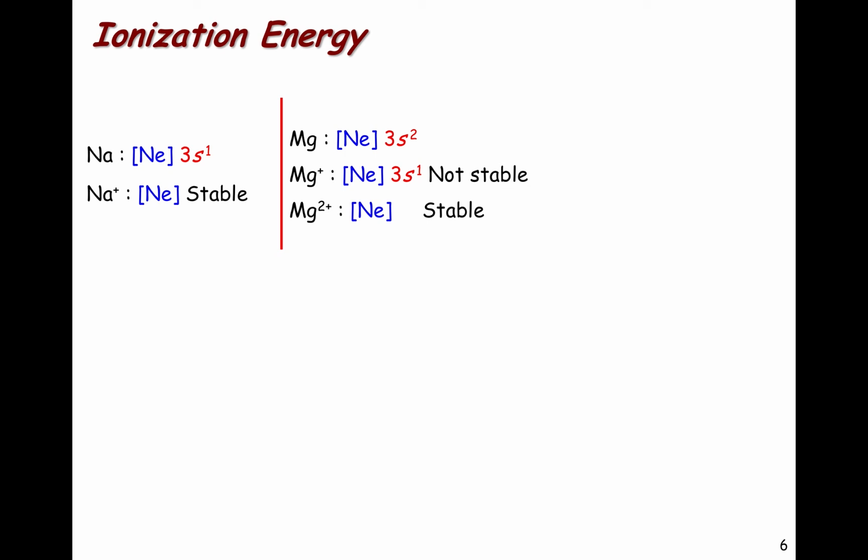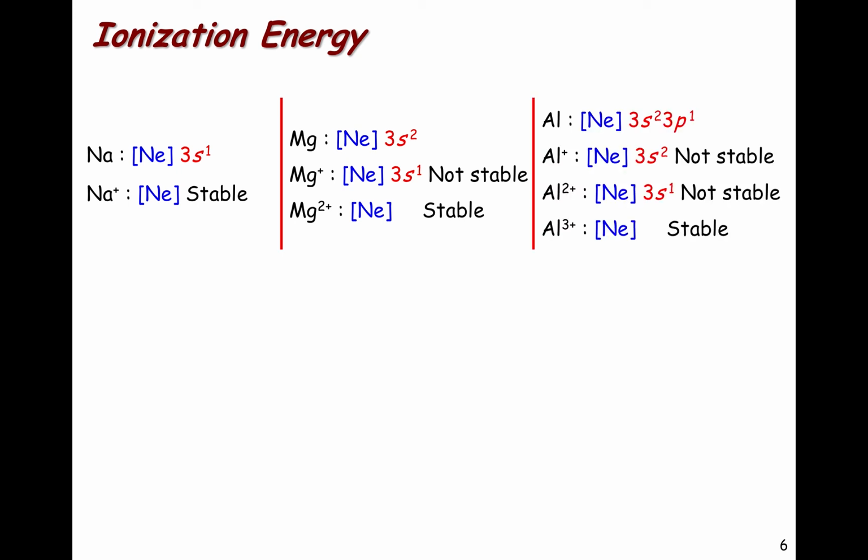The removal of 1 electron is not stable. There is no magnesium 1+ ion that forms stable compounds. But if we remove 2 electrons, we then end up with a noble gas configuration, and it is very stable. If we look at aluminum, there are 3 valence electrons. The removal of the 1 electron from the p orbital does not form a stable ion, whereas removal of both of the s electrons produces the stable 3+ ion, which has the electron configuration of neon.